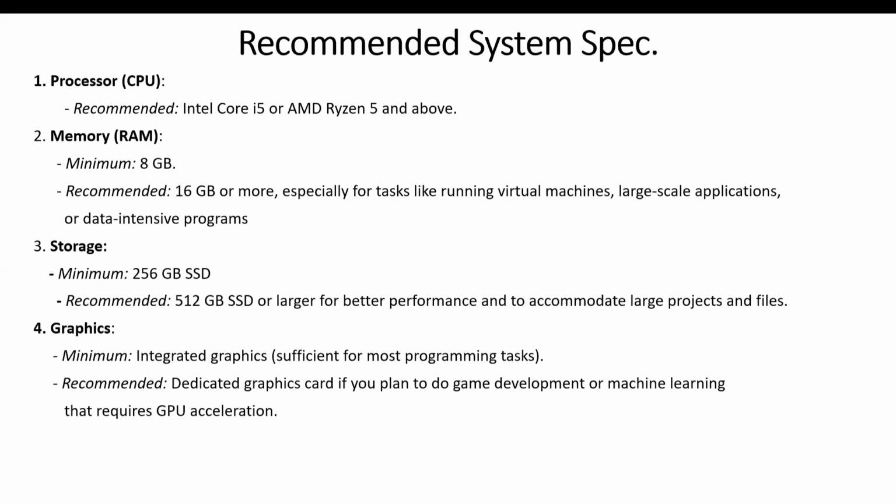So the first is the processor. Personally, I would recommend Core i5. I've seen Core i3 struggle with VS Code, and VS Code is basic. It's a text editor that most programmers use. There are other text editors, but that's just the most popular. So if you want to use that and you're using Core i3, it's going to be hanging. So Intel Core i5 is my recommendation.